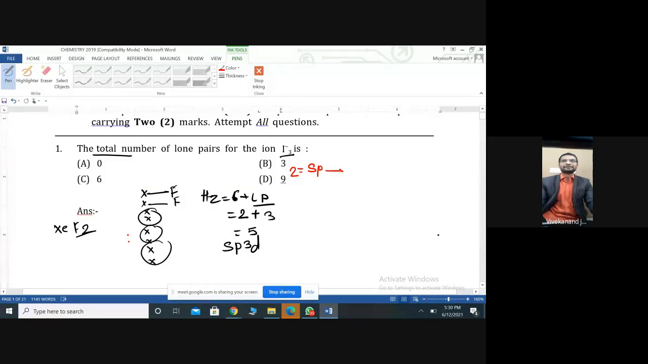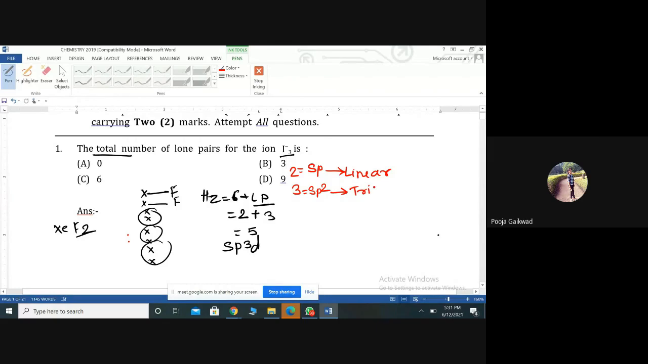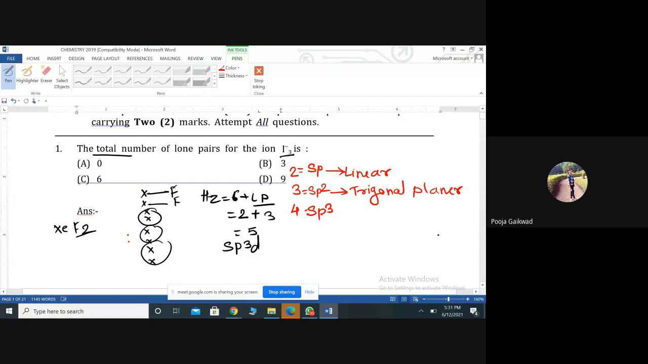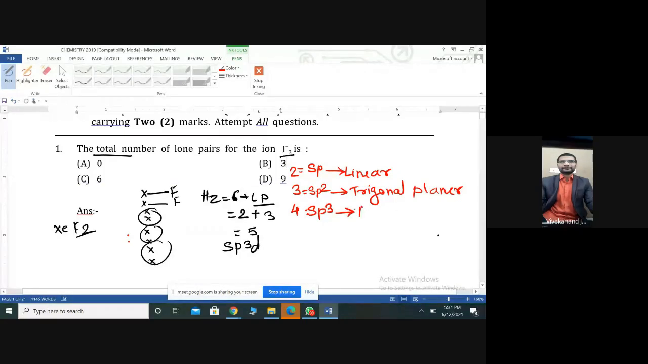And if we have sp, what about your geometry? Linear. If my count is 3, it should be sp2, and the geometry should be trigonal planar. If my count is 4, then sp3, and the geometry should be tetrahedral. Congratulations.